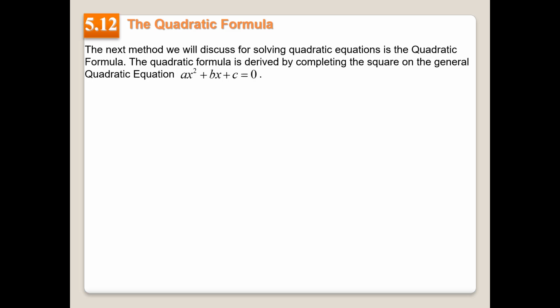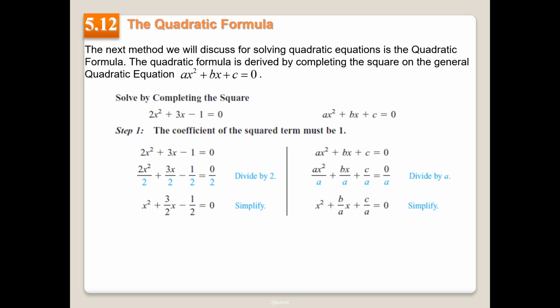Alright, so we're going to start out with our second method of solving quadratic equations by use of the quadratic formula. The quadratic formula is derived by completing the square on the general quadratic equation. So we have ax squared plus bx plus c equals 0. With this one, we're going to solve by completing the square.